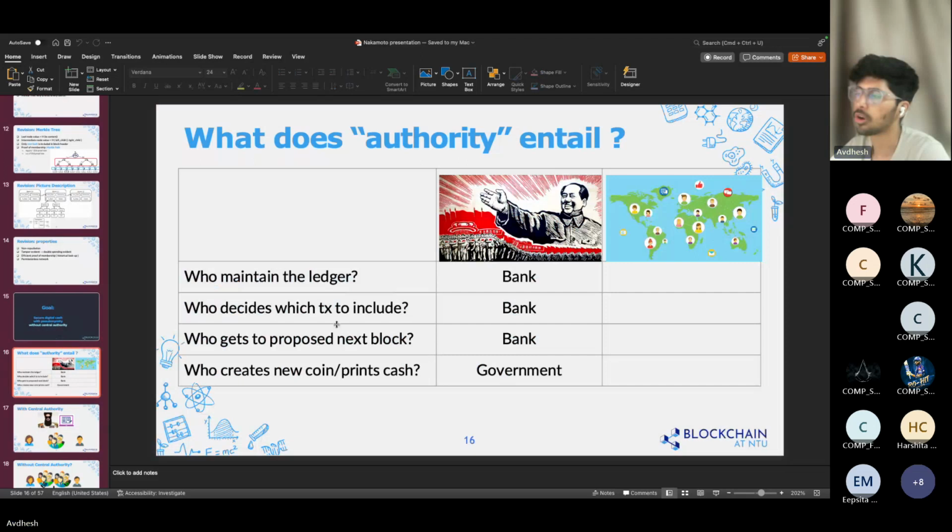By the term authority, what I mean is that in our traditional financial system, there are authorities, like for printing money in India, there's the RBI who regulates. Otherwise, anyone would have made the money and bad things could have happened. So we need authority in general.